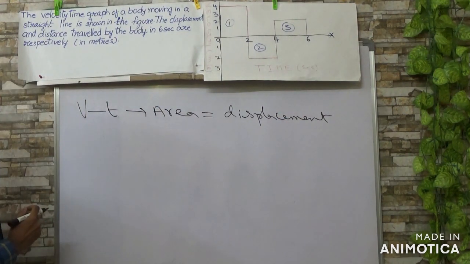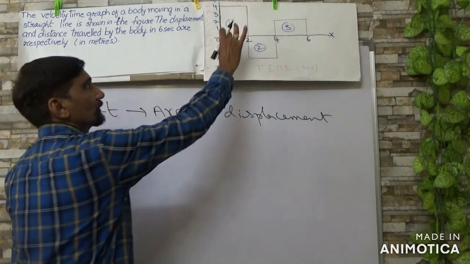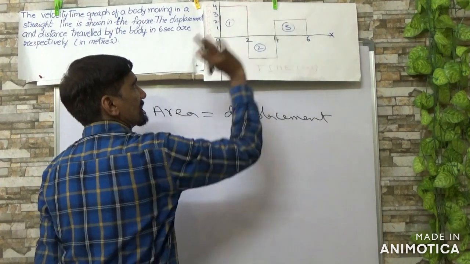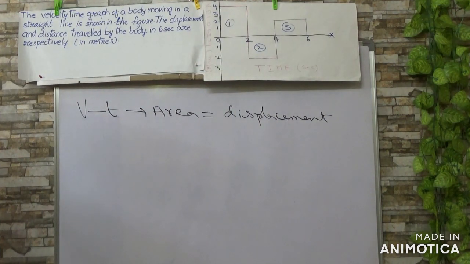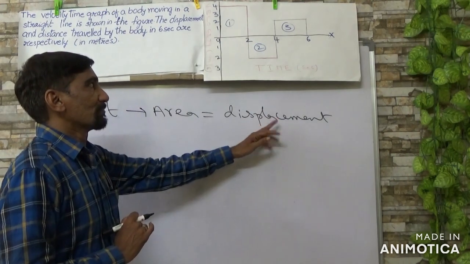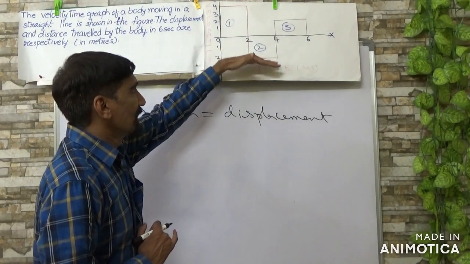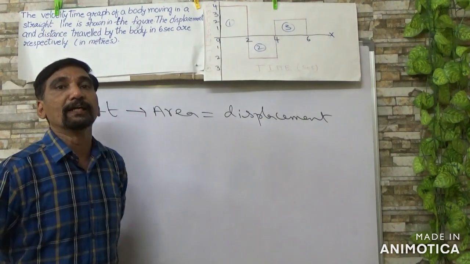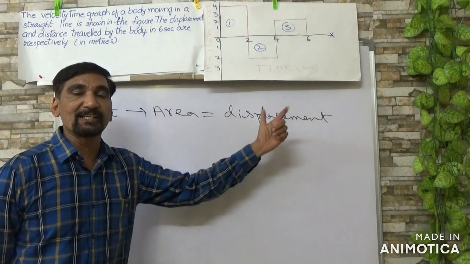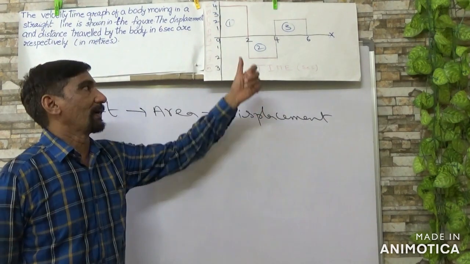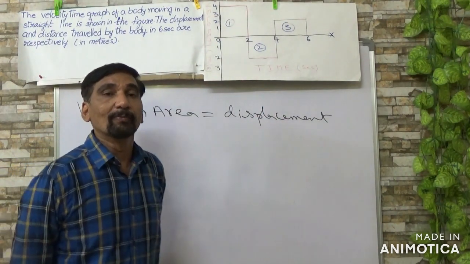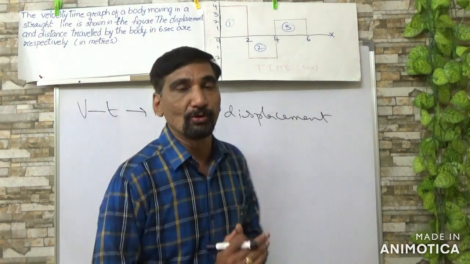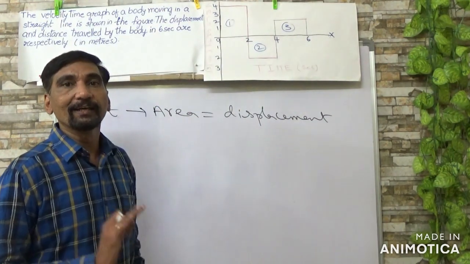So you want to find it in 6 seconds. So the total area will give us displacement. But while calculating displacement, remember this area must be subtracted. Why? Because it is on the negative side. Displacement is a vector quantity, so that is why this is subtracted. But while calculating distance, you can add all the three areas.